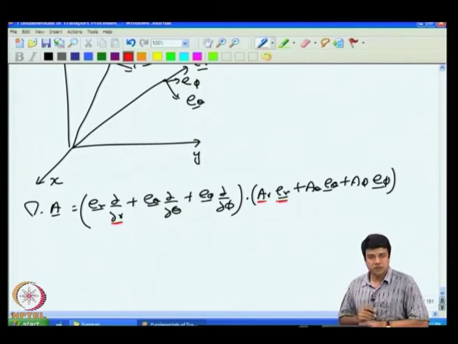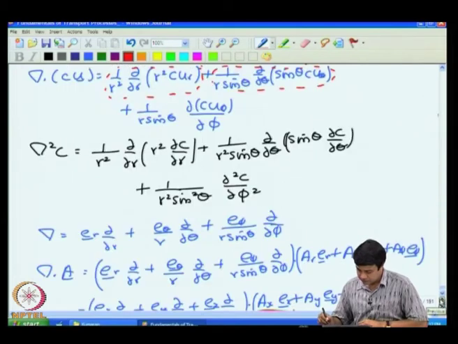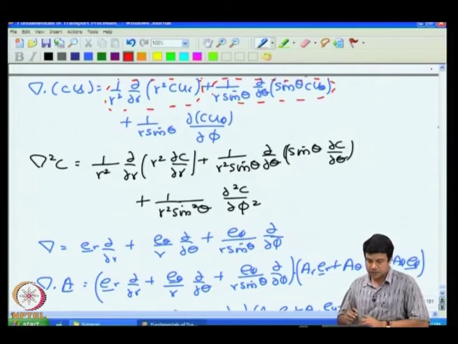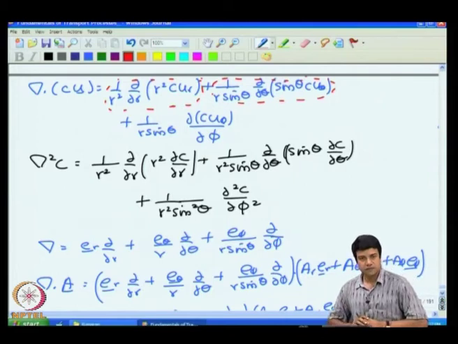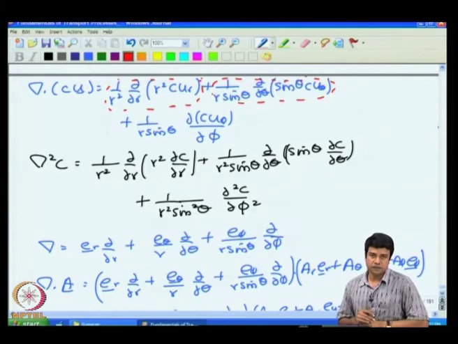Okay. And those additional terms in the equation for del dot A can effectively be shown to give terms of this kind: 1 over r square d by dr of r square c u_r plus 1 over r sin theta d by d theta of sin theta c u_theta plus 1 over r sin theta d of c u_phi by d phi. Okay. So, that is why the divergence has a form that is different from the gradient.